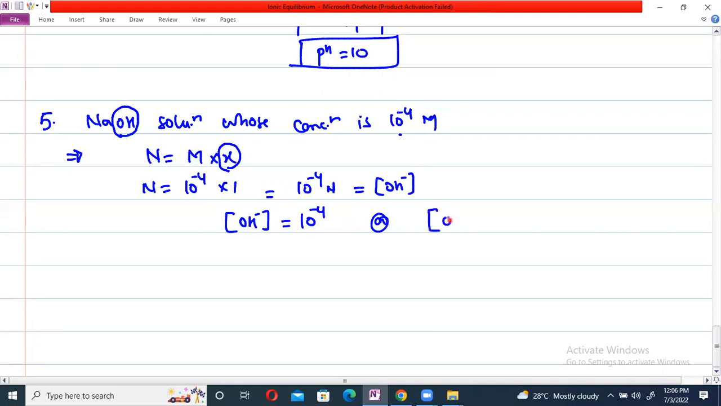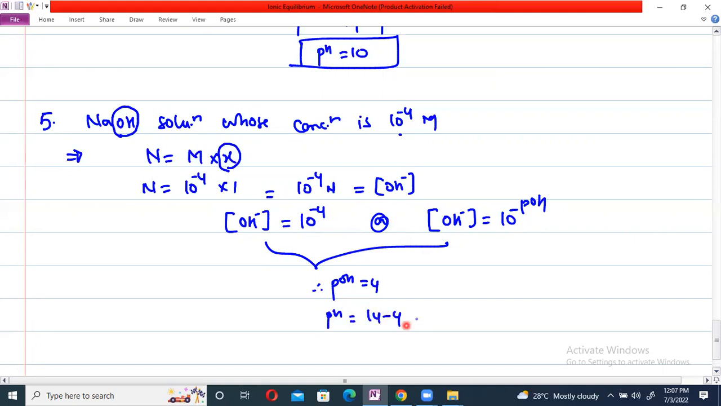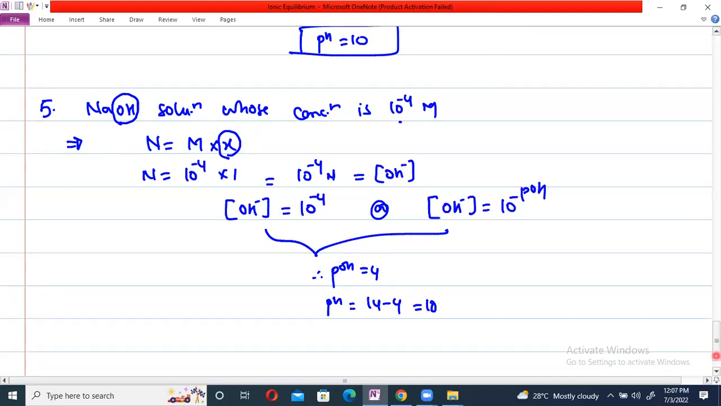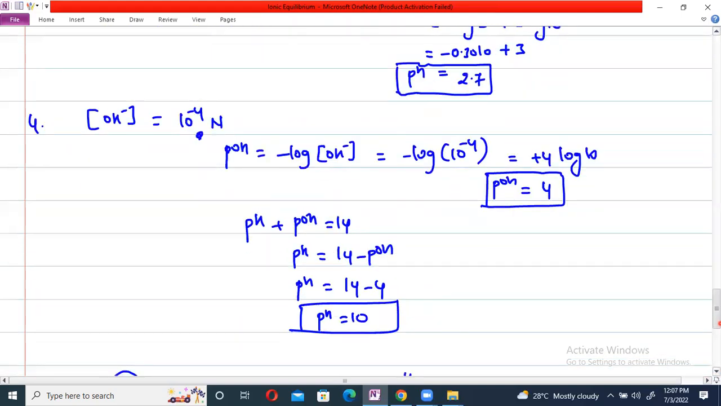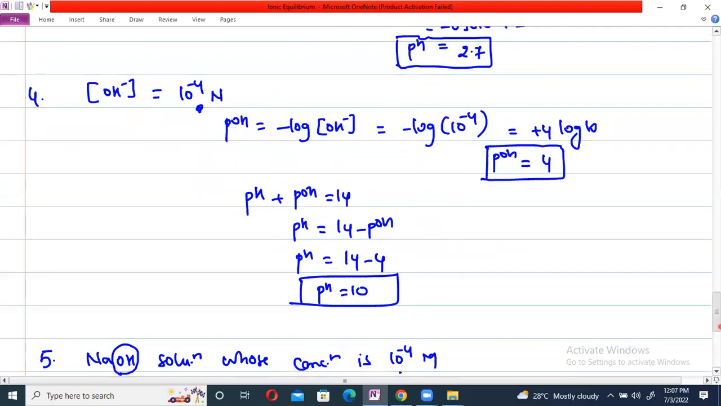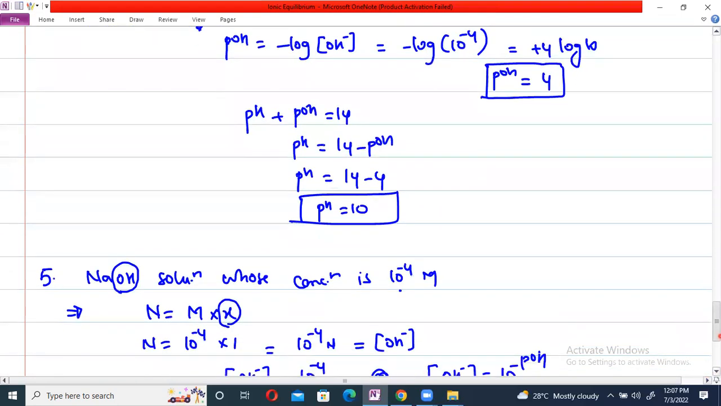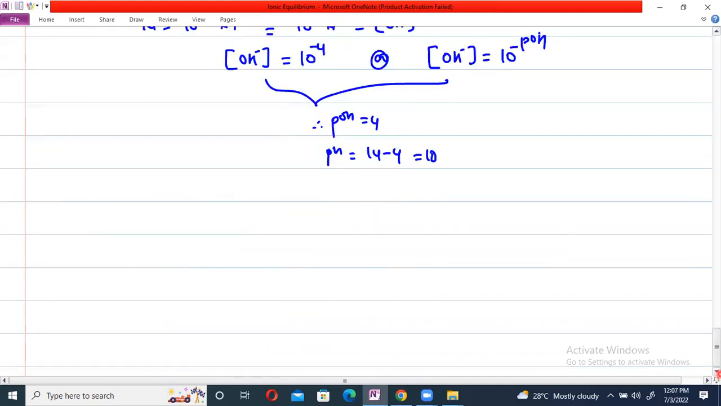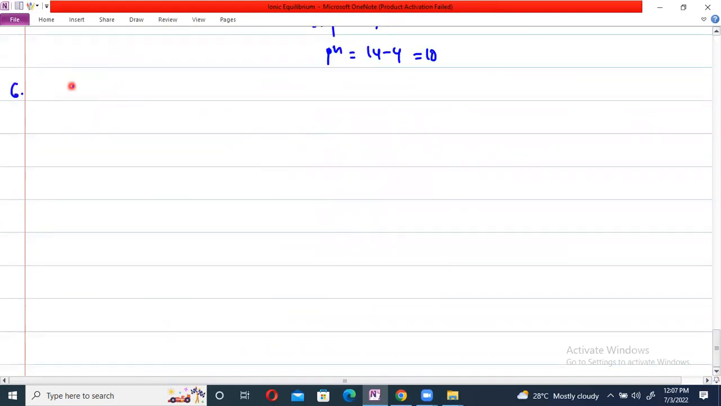And you know one more formula is there. OH minus ion equal to 10 to the power of minus pOH. Compare these two equations. OH is common, 10 common, minus common. Hence we can say pOH equal to 4. So pH equal to 14 minus 4 equal to 10. Or we can use this formula also: pH equal to minus of log concentration of OH minus, and substitute the value of OH minus and solve it. We'll get it.